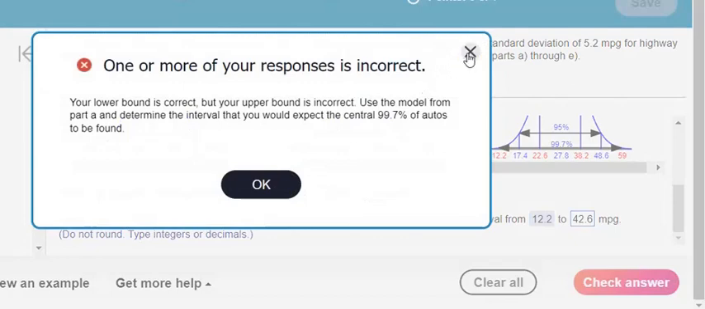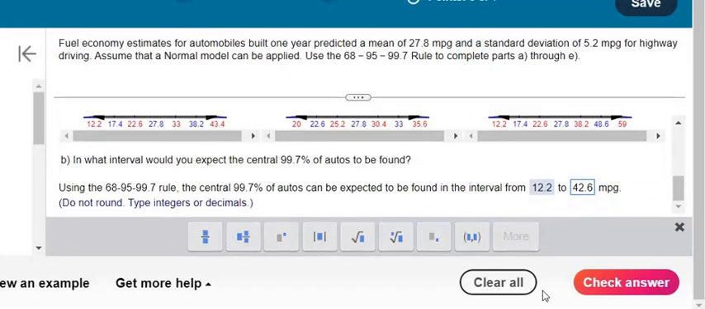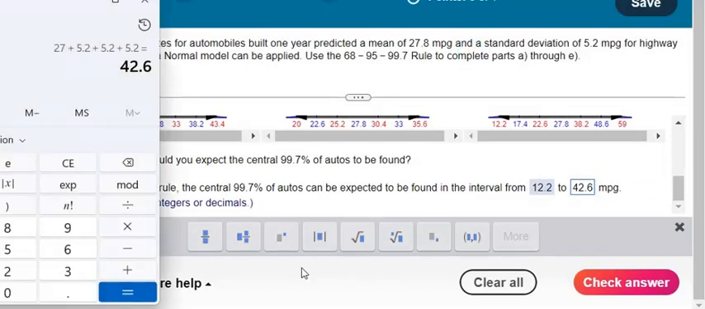Oops. I must have miscalculated something. Oh, and it accepted this one, so maybe I typed something in wrong. Oh, I didn't type 27.8. Okay, that plus 5.2 plus 5.2 plus 5.2, so 43.4.